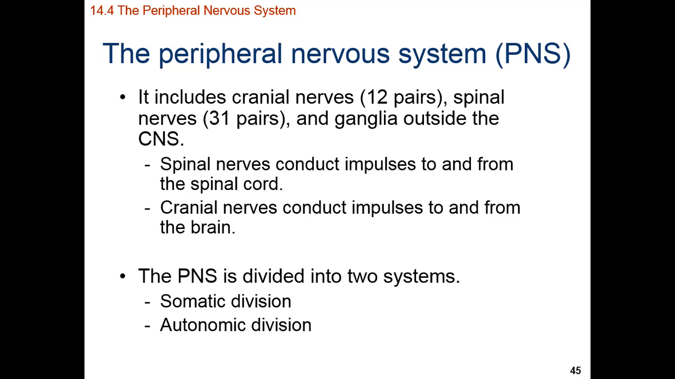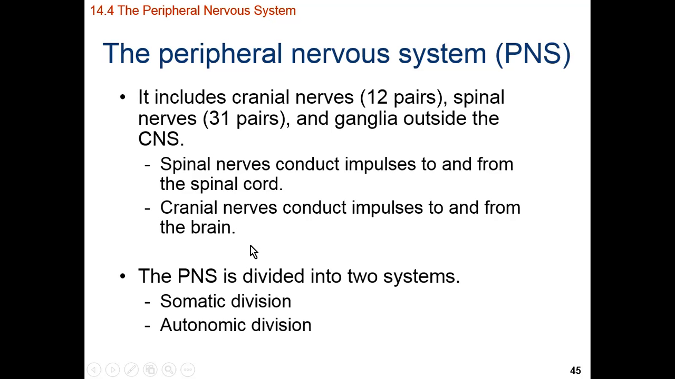Our peripheral nervous system, the PNS, is going to include anything outside of the brain and spinal cord. So we have the 12 pairs of cranial nerves and the 31 pairs of spinal nerves, and then all of the ganglia and sensory receptors outside of our spinal cord and brain. Our spinal nerves are going to send information to and from the spinal cord, and cranial nerves send information to and from the brain directly.